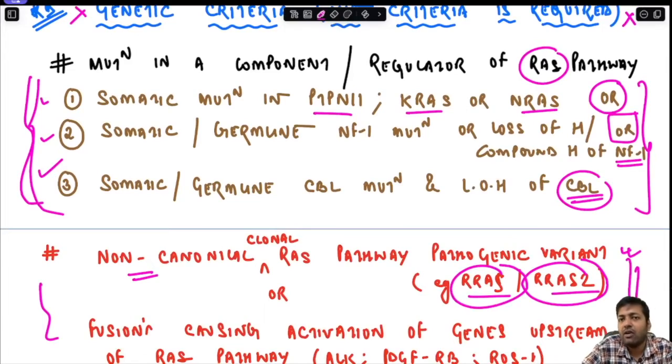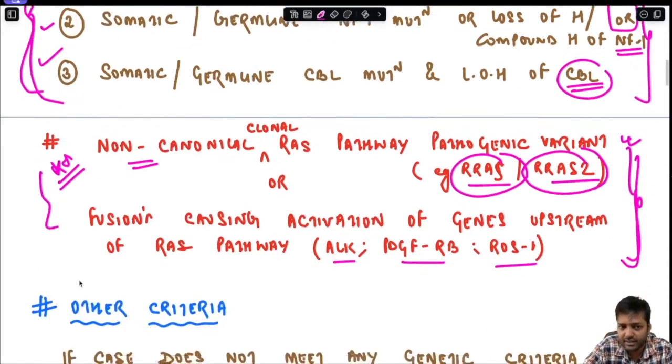Any one of these genetic criteria should be fulfilled, and remember all these mutations are upregulating the RAS pathway. This group of mutations are canonical, whereas these group of mutations are non-canonical. Canonical and non-canonical genes, both of them are upregulating the RAS pathway. The only difference is the rate at which their GTPase activity or hydrolysis occurs.